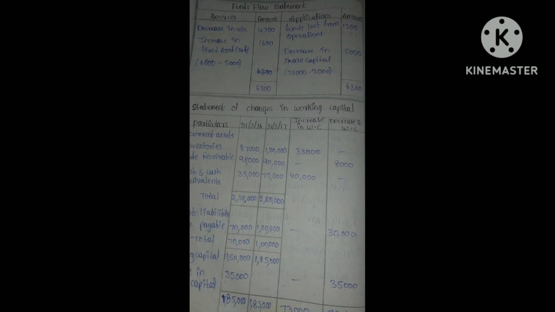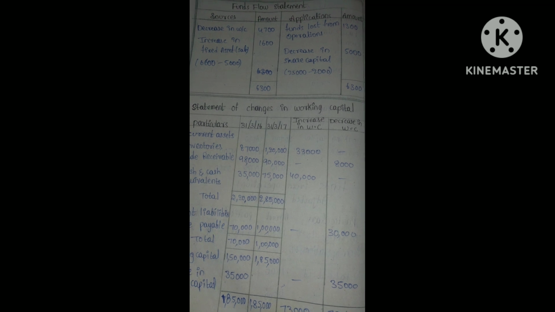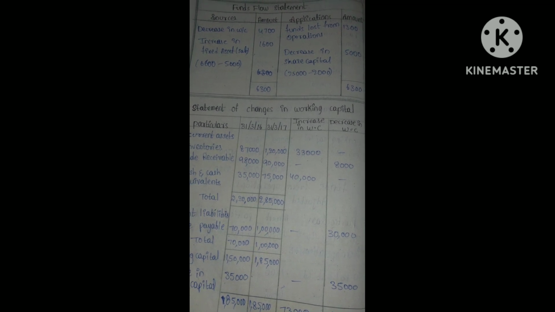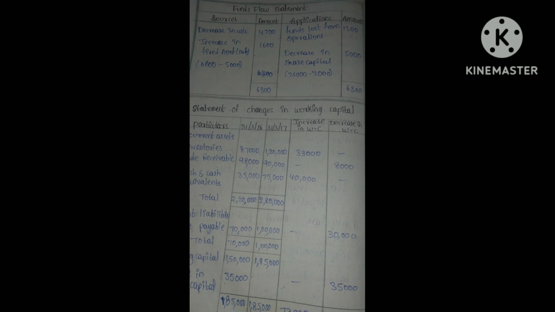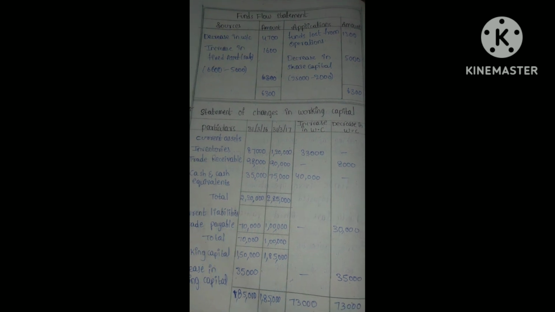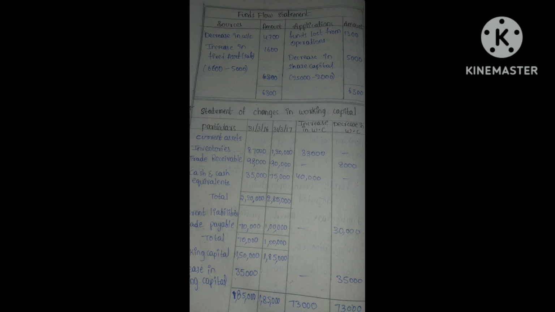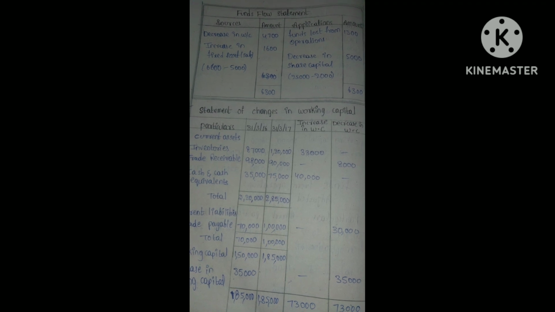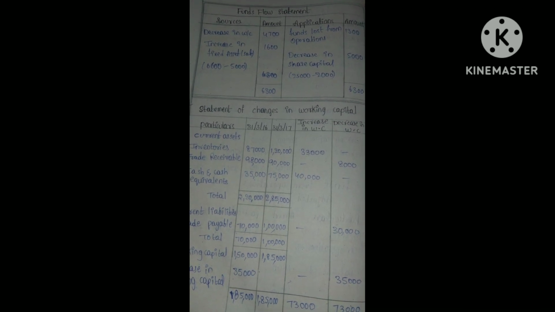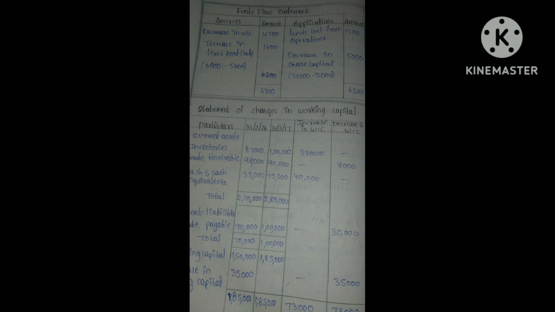Now we will calculate applications. In applications we will take share capital. Share capital in 2016 is 25,000 and 2017 is 20,000. So it has decreased by 5,000. Note down the entry as decrease in share capital, keep the brackets and show the values like 25,000 minus 20,000, so that we get 5,000. Note down the 5,000 in the amount column.